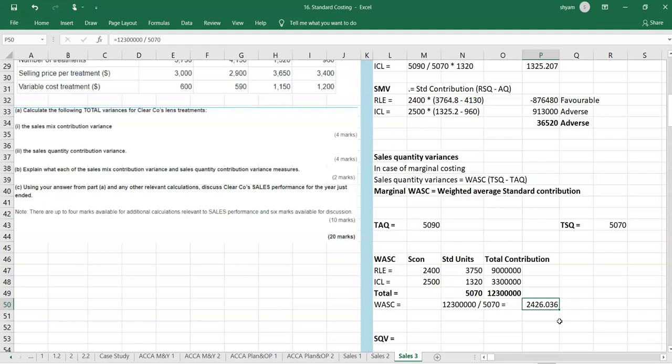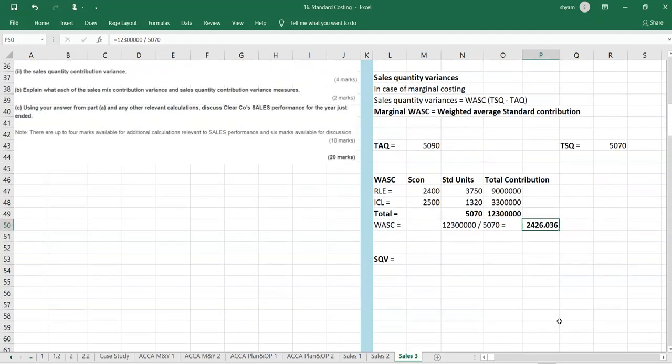Okay, so the weighted average standard contribution is 2426. So we have to get that number and put it in the formula. The formula is weighted average standard contribution into TSQ minus TAQ, so we can get the answer.